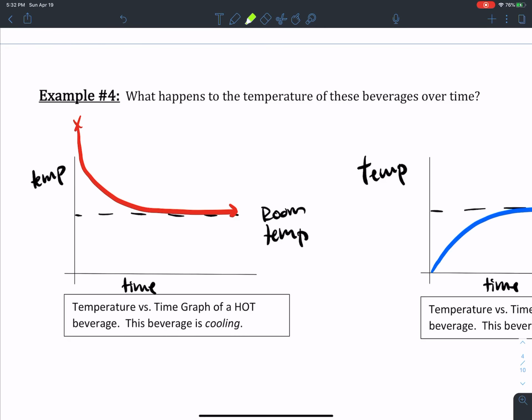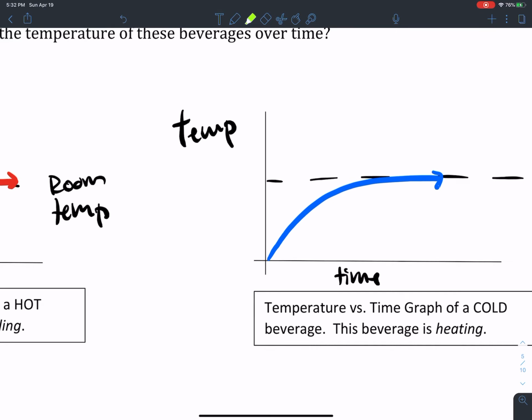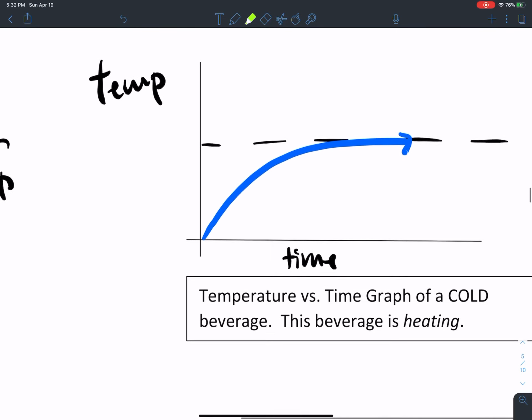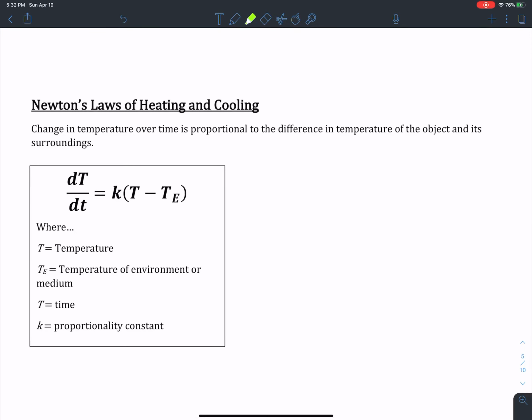If I pour my coffee at 8 o'clock and I come back at 9 p.m., it's going to be exactly room temperature. Similar idea with a cold beverage. If I have ice water and then I leave it on my table, it's eventually going to be room temperature water. So one of the most important applications is Newton's law of heating and cooling.